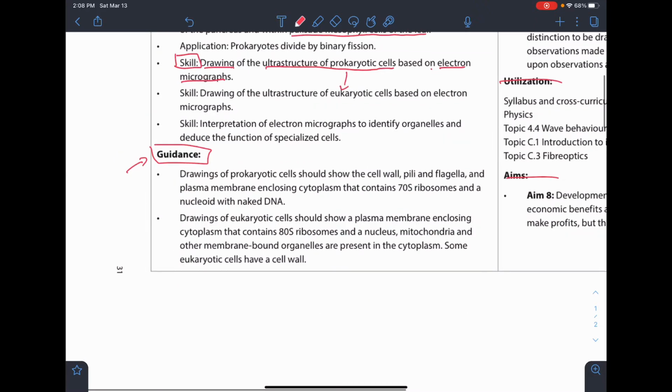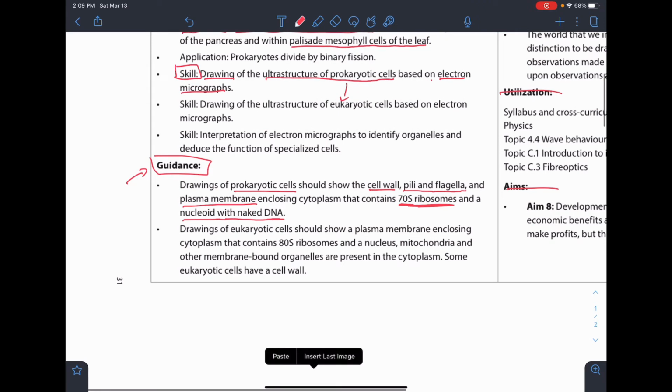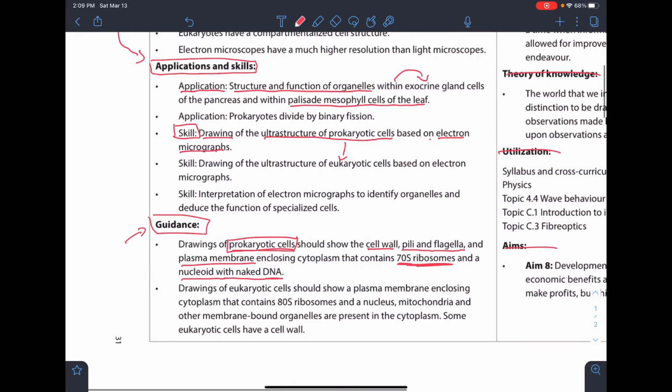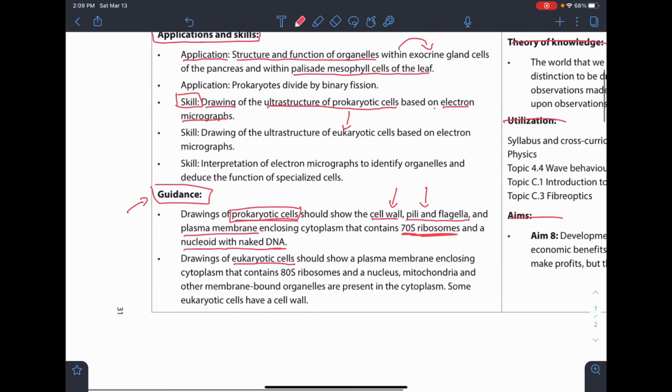The guidance section is useful because it will provide you with specifics and give constraints to the requirements for the understandings and applications of skills. For example, it tells you that when you're drawing a prokaryotic cell, you have to draw the cell wall, pili and flagella, as well as the plasma membrane enclosing cytoplasm that contains 70S ribosomes and a nucleoid with naked DNA. That's what you have to do when you draw a prokaryotic cell. That's actually really helpful to know, because when you talk about prokaryotic cells, there are a lot of things that you could draw, but IB specifies that this is what they want you to know. Same thing when talking about eukaryotic cells. This is why the guidance section is so useful.